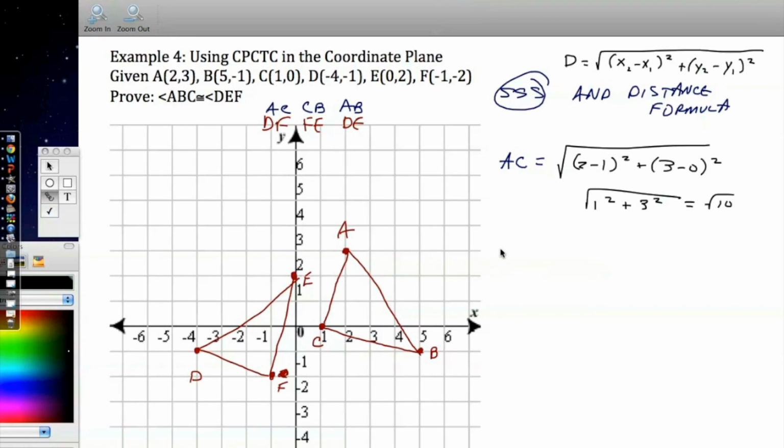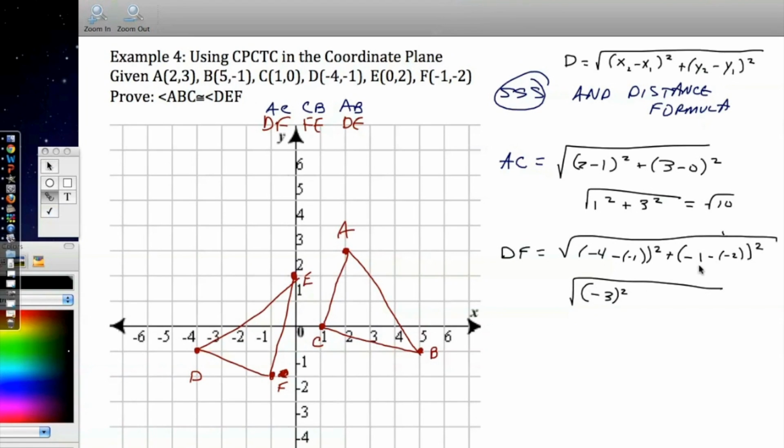So I'm comparing that to DF, so I'm going to put DF down here. And I'll say D is -4, so I'm going to have -4 minus a -1, squared, plus -1 minus a -2 squared. A little bit trickier here. So this is going to be -3 squared, all under the square root, remember. And -1 minus a -2 would be plus 2, so that's 1. So this is also going to be square root of 10. So far, these check out. Those are good to go. Let's check the next two.